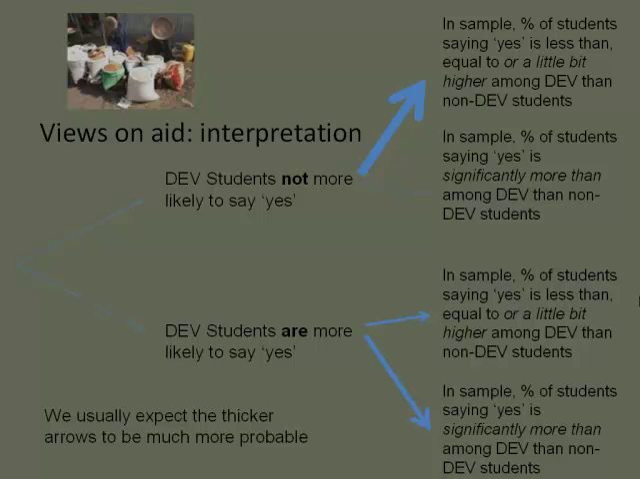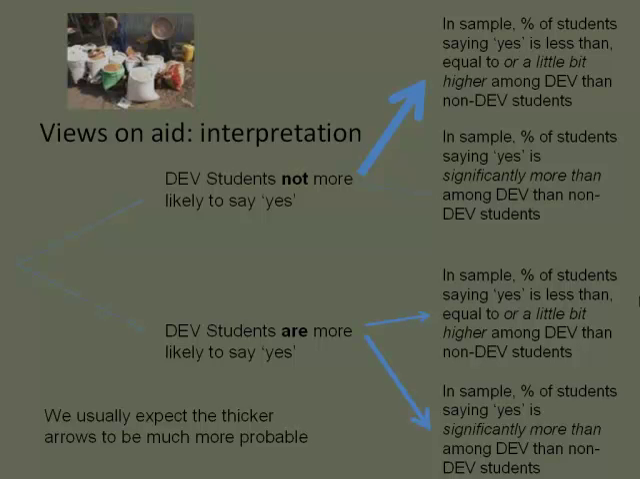The opposite thing is the case. If it's true that dev students are in general more keen on aid, then you're more likely to find that in your sample. But slightly less likely, you could find that they're only slightly more keen or even less keen in your sample. So can you see, for a start, that all these four possibilities are possible, but that the ones with the bigger arrows are more probable? Because that's the key to all the hypothesis tests.